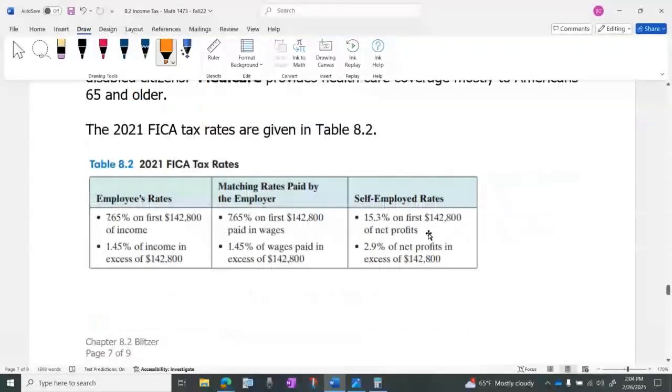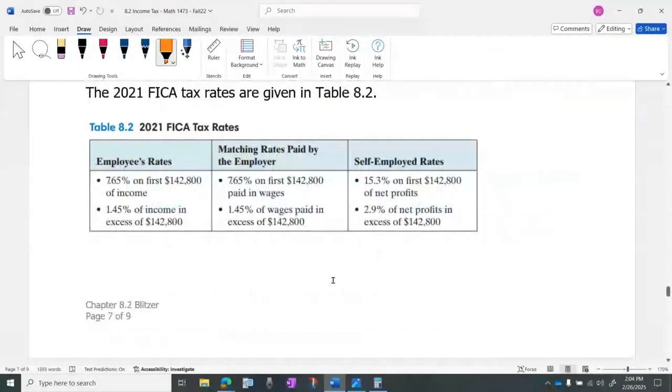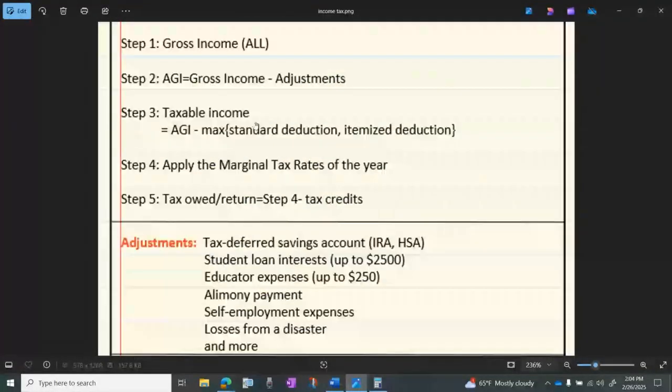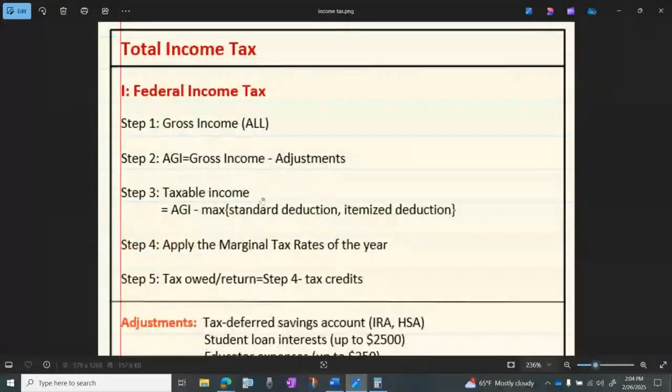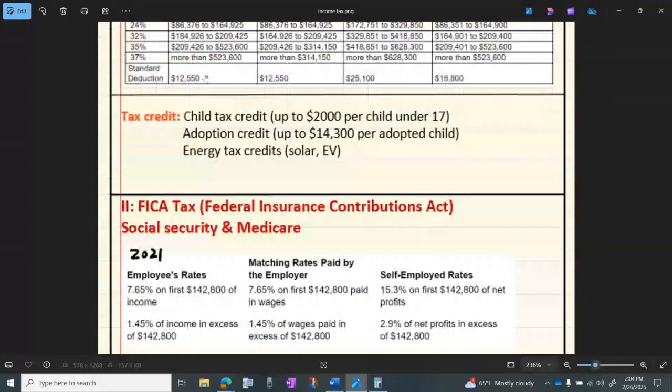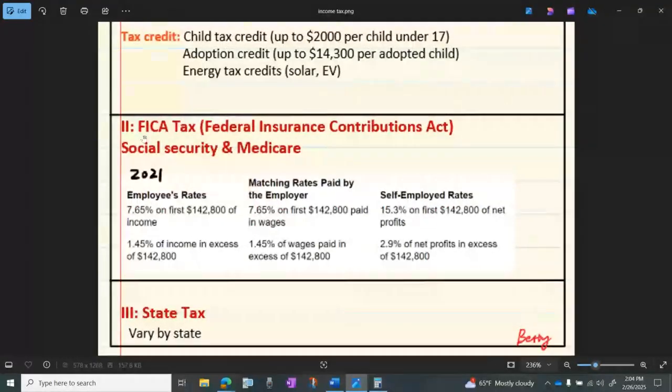FICA. We also have to know FICA, not just the taxable income, not just the income tax. Look at my picture here. Your income tax has 3 parts. The first part is the federal income tax, which is what we have just been talking about. On top of that, you need to pay FICA. FICA stands for Federal Insurance Contributions Act. That money goes to your Social Security and Medicare.